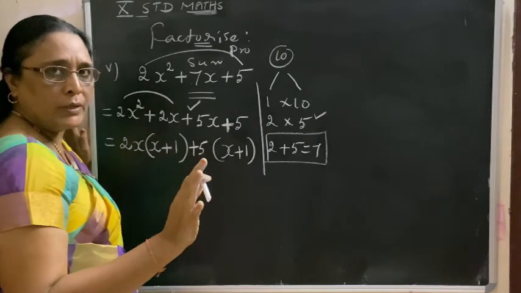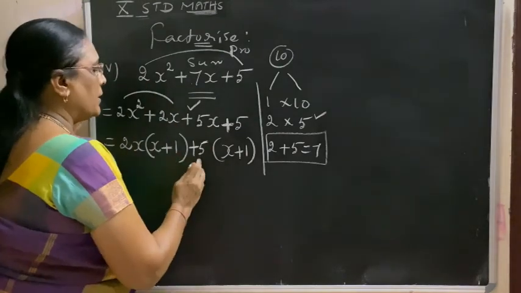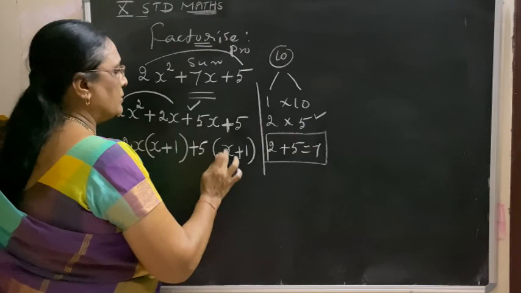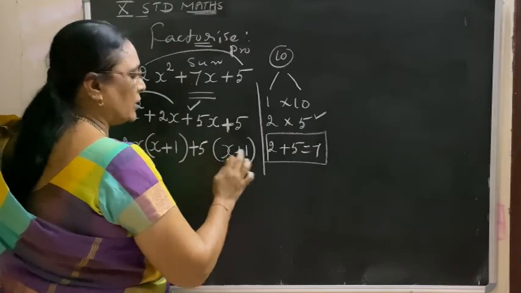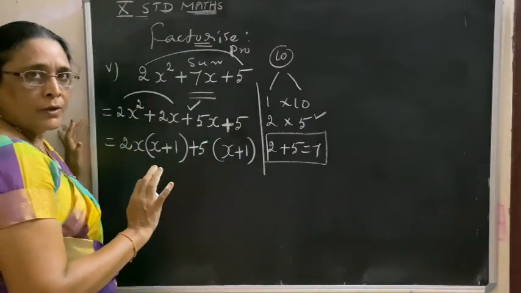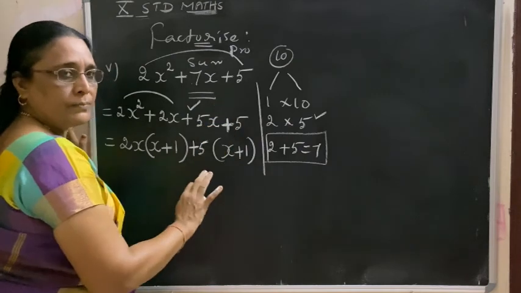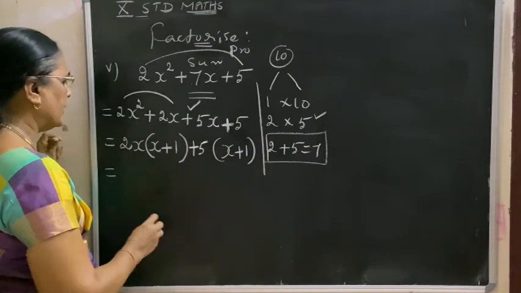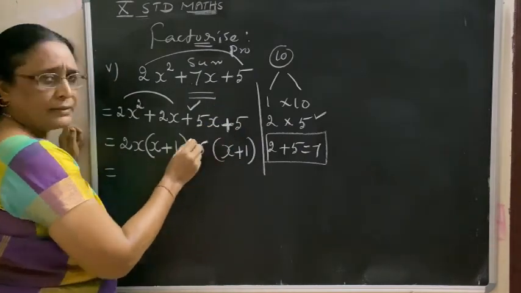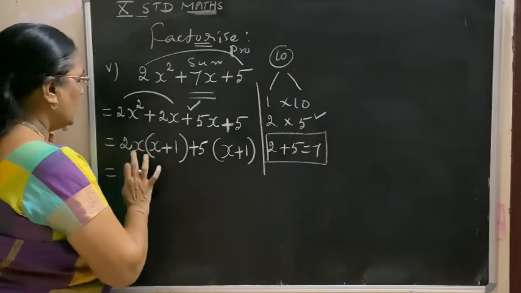So no need to put any variable. You just multiply: plus into plus, plus 5 into x, 5x; plus into plus, plus 1 5s are 5. We got the third and fourth term? Yes. Now we can write the factors. What are all the factors?